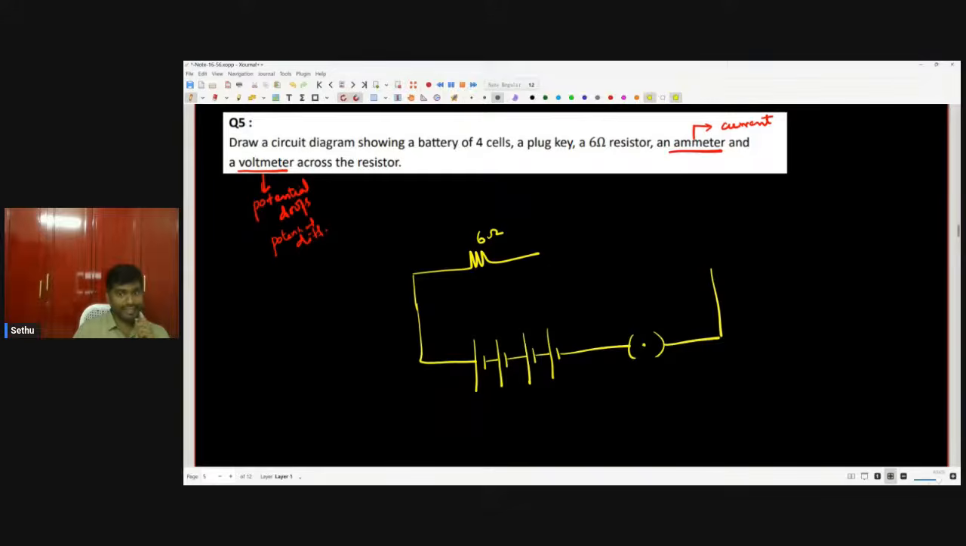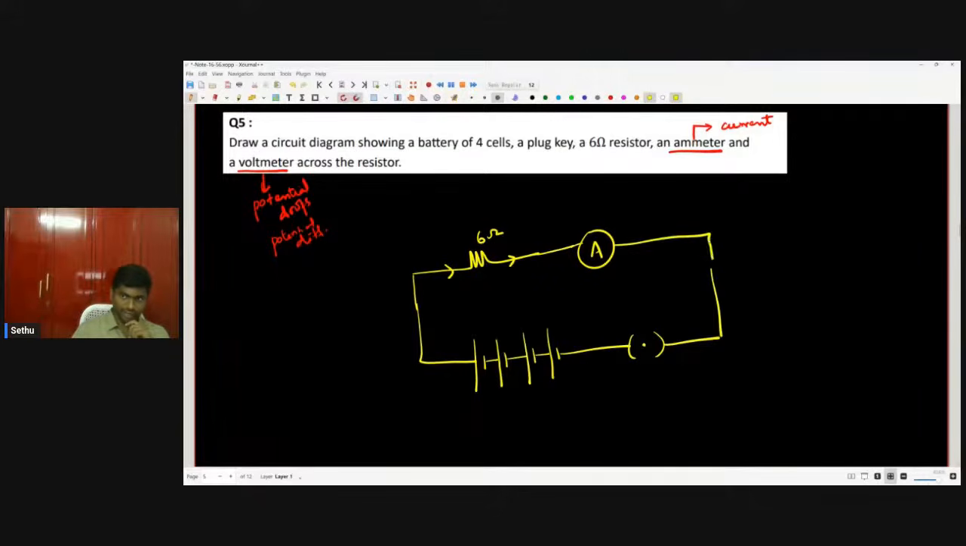Remember, whenever you are connecting an ammeter, you should connect it in series. So the logic is, supposing you have an ammeter here. Whatever current enters through the 6 ohm resistor, the same current exits the 6 ohm resistor, the same current enters through the ammeter. So in series, the same current passes through all the electrical components. Therefore, since an ammeter is trying to measure current, ensure that you are connecting it in series with the resistor.